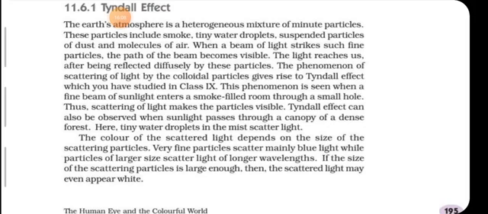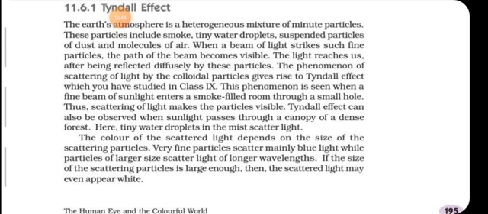The Earth's atmosphere is a heterogeneous mixture of minute particles. These particles include smoke, tiny water droplets, suspended particles of dust, and the molecules of air. Fine, students. The Earth's atmosphere is a heterogeneous mixture of minute particles. These particles include smoke, tiny water droplets, suspended particles of dust, and molecules of air.